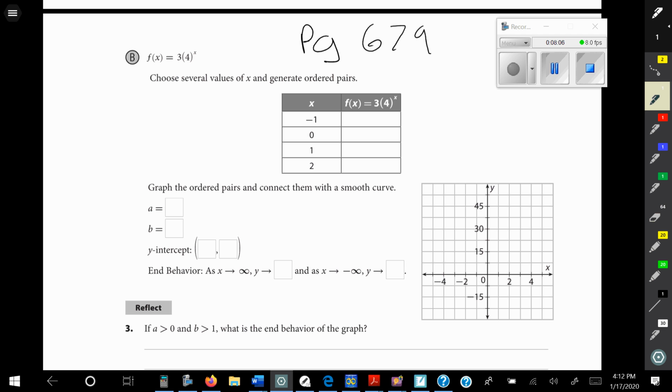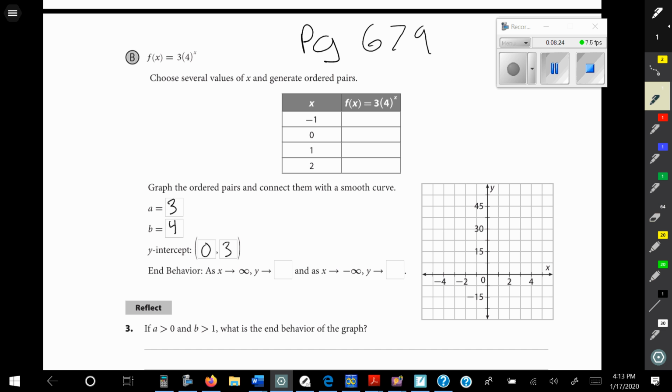So we already know that the a is going to be 3, and the b is going to be 4. So since we know the a, all we got to do is put 0 in for our x, and the y-intercept is going to be 0, 3.